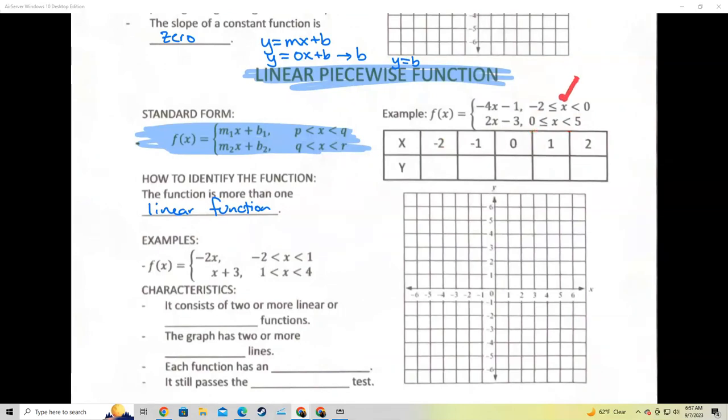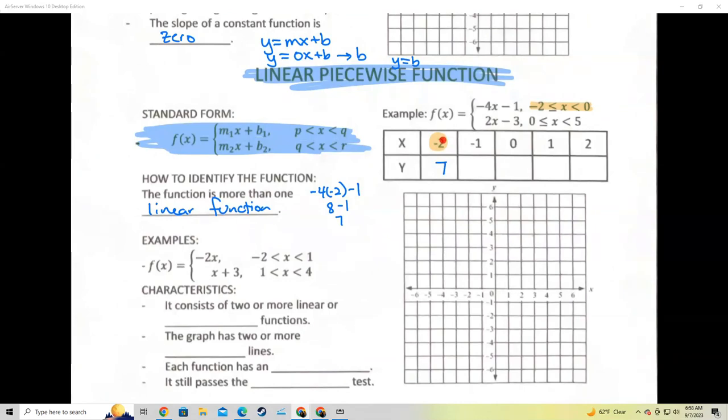Negative 2 belongs to the set on the top. It does not belong on the set on the bottom. Remember, these are only the numbers between 0 and 5. These are the numbers between negative 2 and 0. So negative 2, I'm going to highlight this with a different color. Negative 2 belongs to this set on the top, which means the negative 2 I'm going to plug in right here. So what I end up with is negative 4 times negative 2 minus 1. Negative 4 times negative 2, that's an 8 minus 1, and 8 minus 1 is 7. So when I plugged in a negative 2, the answer I got was 7.